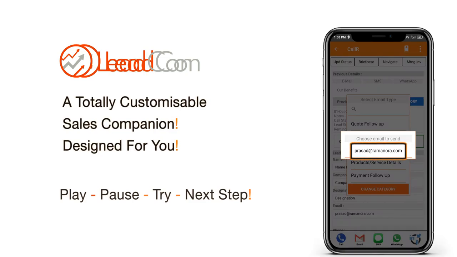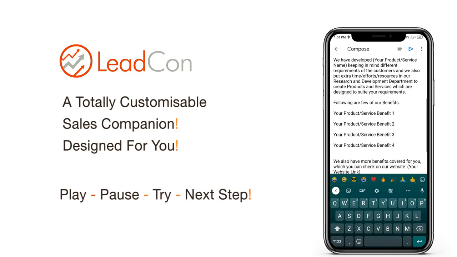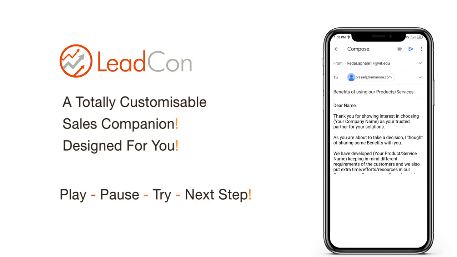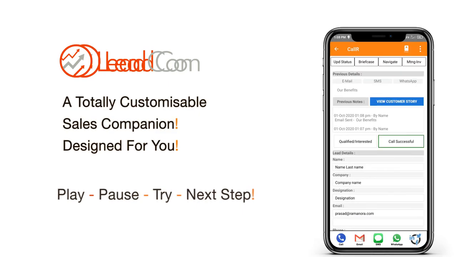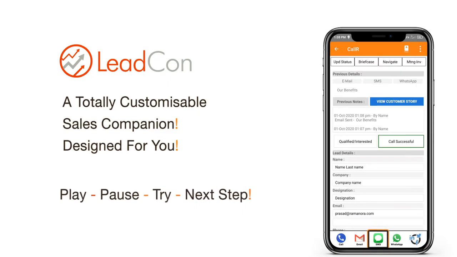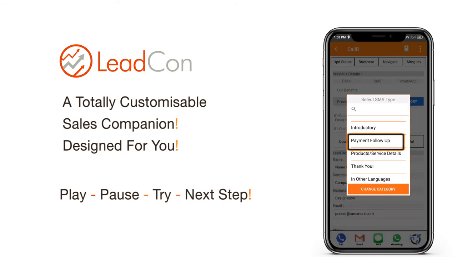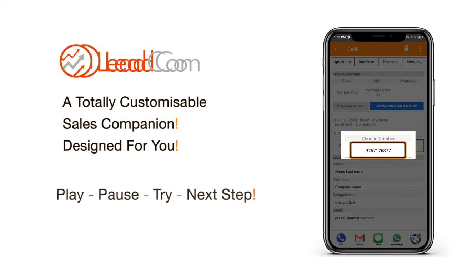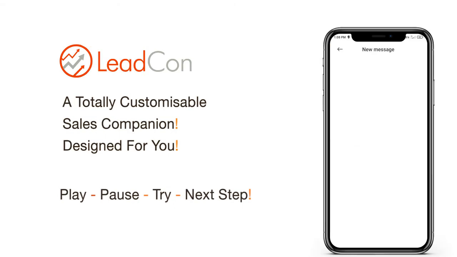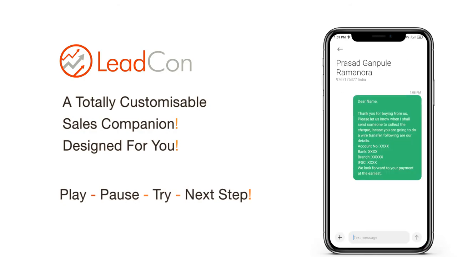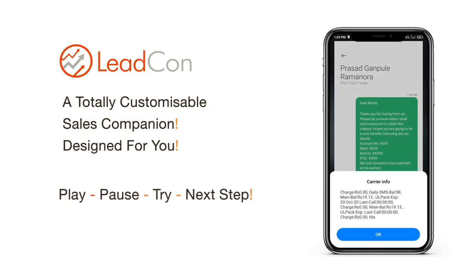I choose the email ID. And you can see the whole email is already set here with all the different details. I just need to click on send, and the mail is on its way. If I want to send an SMS, I can also do it in the same fashion. I'll choose, for example, payment follow-up. I choose a number. And my SMS is already on its way.